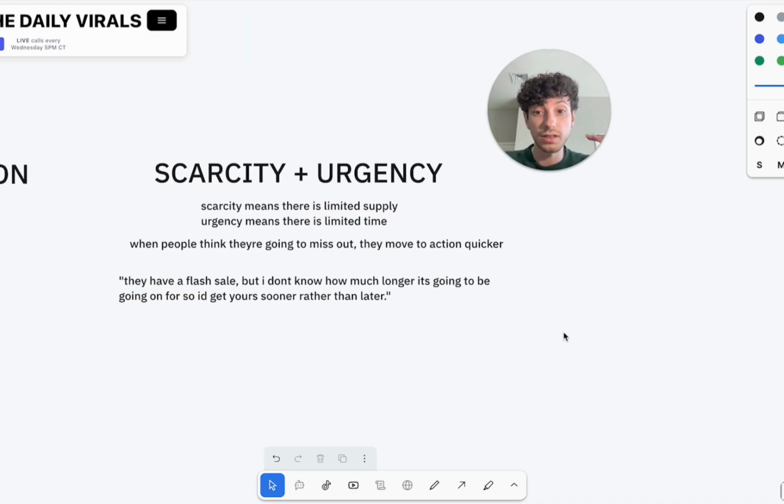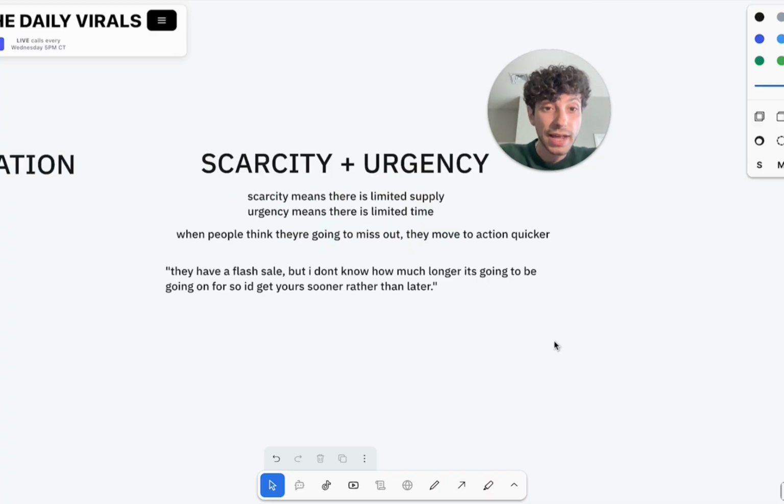Scarcity means that there's a limited supply. Urgency means that there's limited time. When people think that they're going to miss out, they move to action much quicker. If they have this sense of FOMO, oh my gosh, I can only buy this right now or else this deal is going to be gone forever, I'm going to buy right now. Especially on TikTok, when almost every purchase is going to be an impulse purchase.